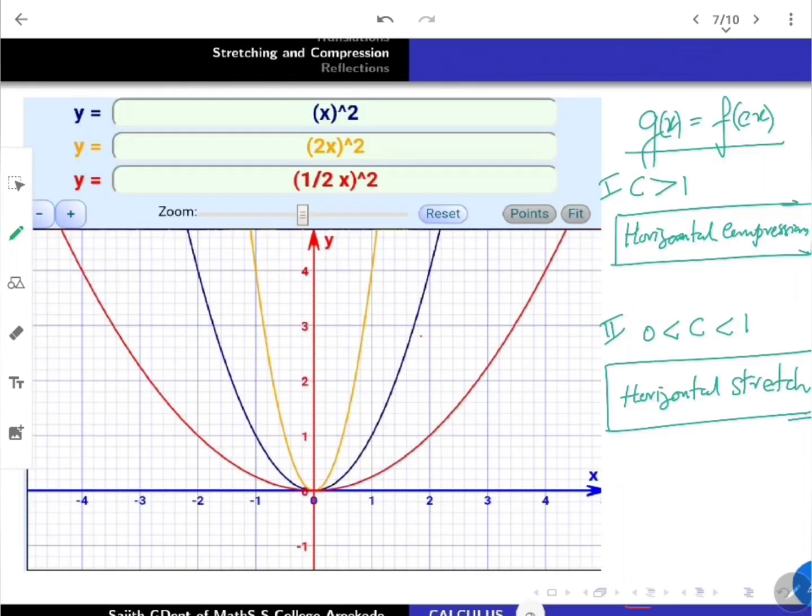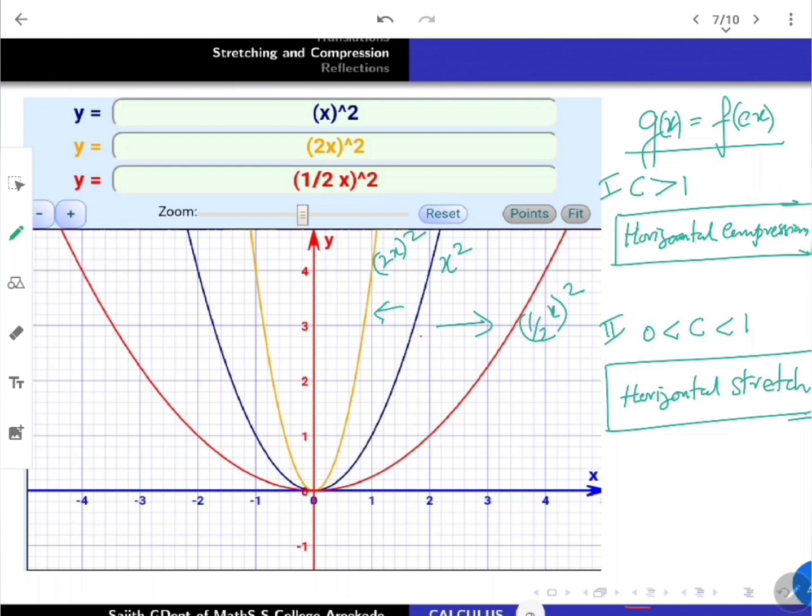The other kind of scaling, for example g of x equals f of cx, will give horizontal effects. Look at the various graphs here. This blue graph is x square. The yellow graph is 2x whole square, so c times x whole square, where c is greater than 1. So a horizontal compression is going to happen in this way. And the red graph corresponds to half x whole square. This actually stretches that x square graph horizontally.